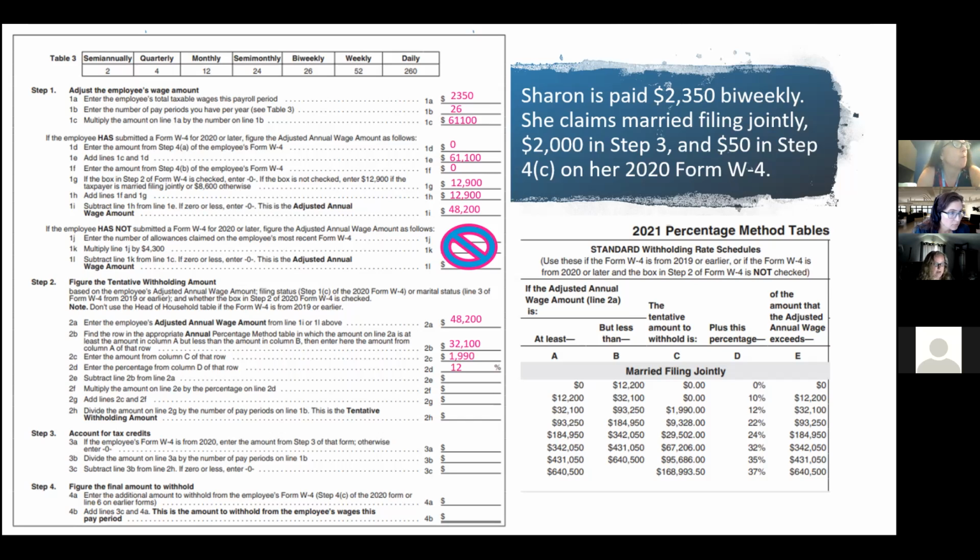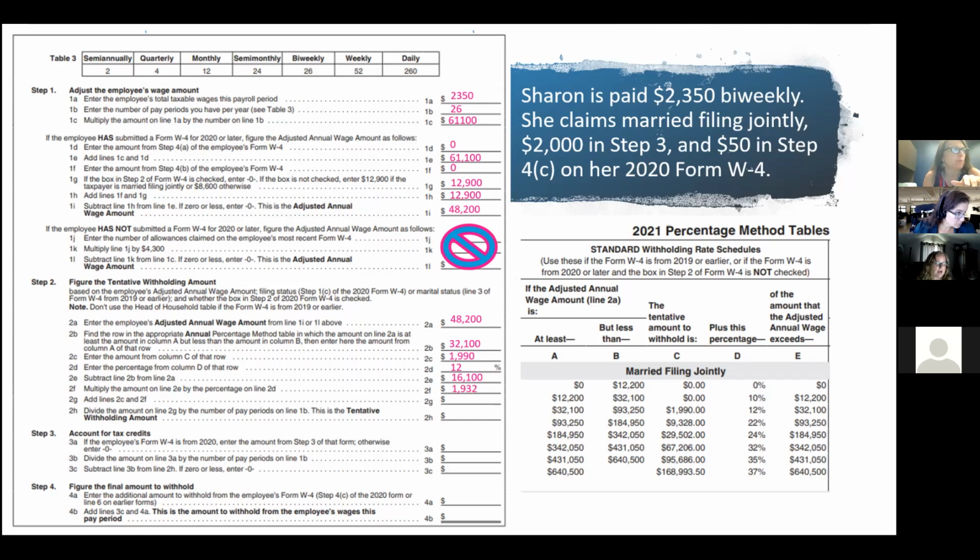Subtract line 2B from 2A. So we're going to take our 48,200 and our 32,100, and we're going to find the difference. That's 16,100. We are then multiplying that amount by the percentage. Again, remember how to change a percent into a decimal. 12% is 0.12 as a decimal. You're moving the decimal 2 places. If we do that math, we get $1,932.